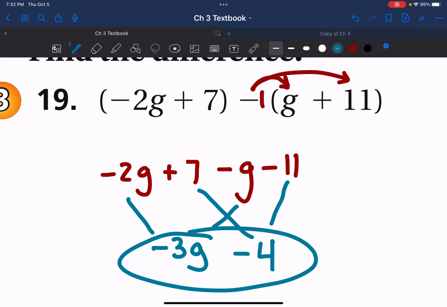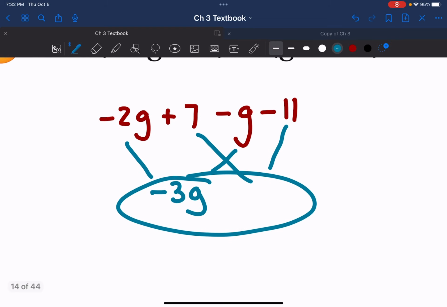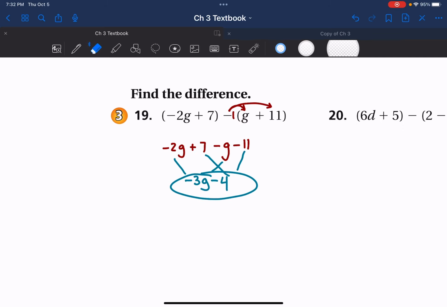Negative 3g minus 4. And if you're like me, you don't really like how that minus 4 is off a little bit. It just looks like it's negative 3g and then a minus 4. I want to snuggle them up a little bit closer so that it looks more like an expression. Okay, hopefully you did okay on that one. Go ahead and erase your whiteboard.